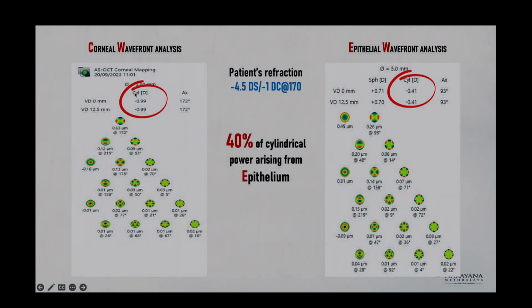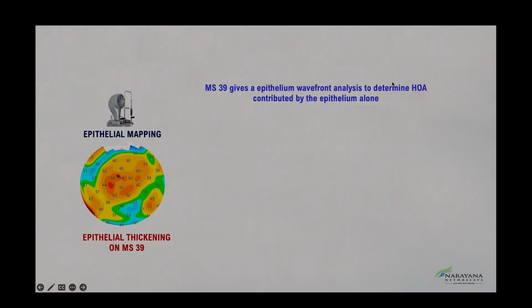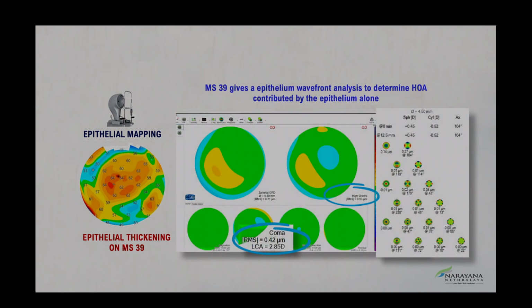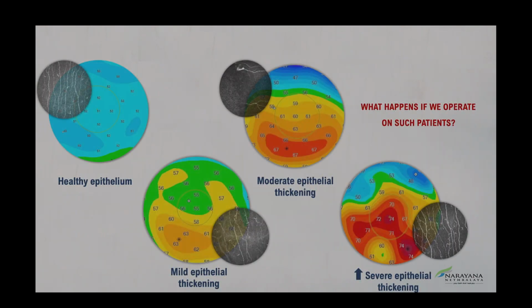And you can see here, this is the same patient. The corneal wavefront analysis shows that the cylindrical error in the cornea is 0.99, but just 0.41 is coming from the epithelium. So that's why it's very important to choose that. And what will happen if I treat, this is a post-operative epithelium. If I treat it, the induction of the aberration is going to be on the higher side.